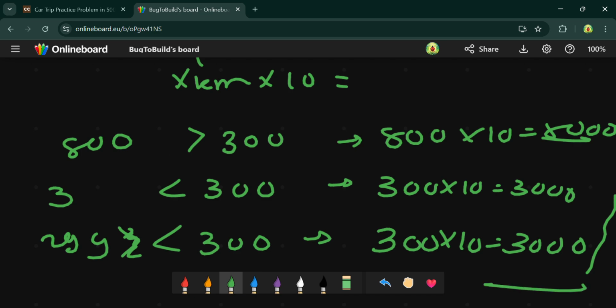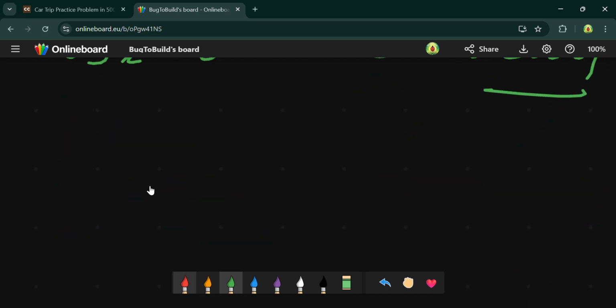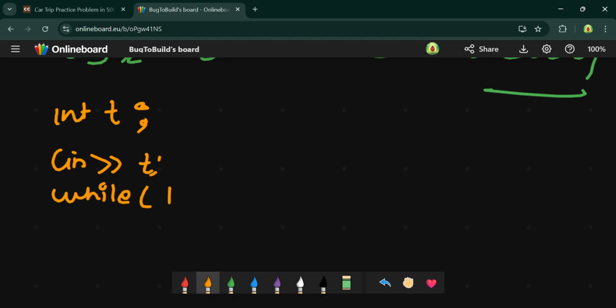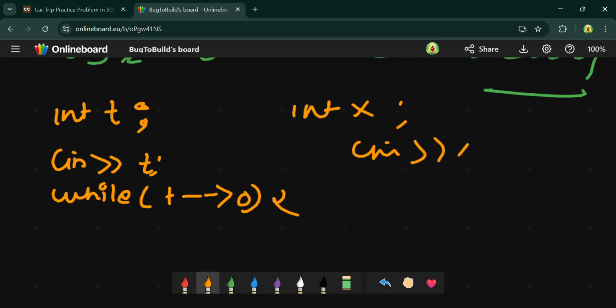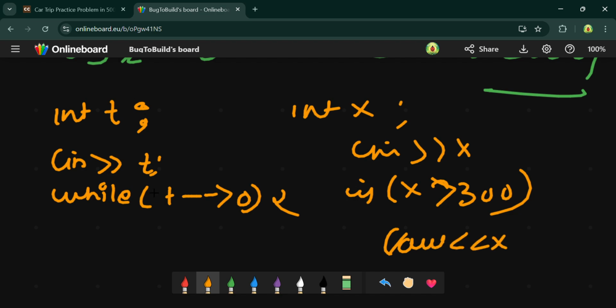I hope you understand. So let's write the pseudocode here. Int t, cin t, then while t-- is greater than 0, you have to take input int x, cin x. If x is greater than 300, then you have to do cout x into 10. Else you have to do cout 3000.